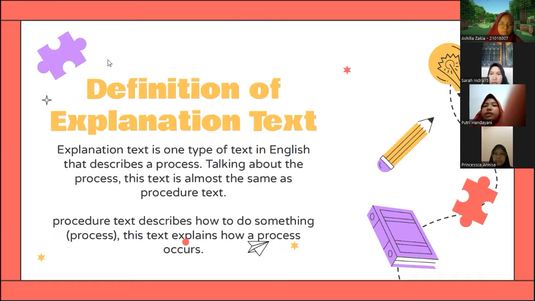Okay. Definition of explanation text. Explanation text is one type of text in English that describes a process. Talking about the process, this text is almost the same as procedure text. Procedure text describes how to do something. This text explains how a process occurs. Thank you.